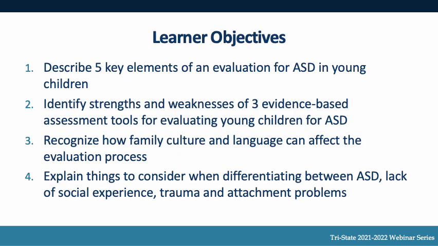It is my hope that by the end of this presentation, people who are participating will be able to describe 5 key elements of an evaluation for autism spectrum disorder in young children, to be able to think about at least 3 evidence-based tools and describe some strengths and relative weaknesses of those, to recognize a few things about how family culture and language can impact the evaluation process, and I would add to have a few resources on hand to be able to explore those topics. And finally, to think about things that will help when you're differentiating between an autism spectrum disorder, a lack of social experience, and possibly trauma in a young child.